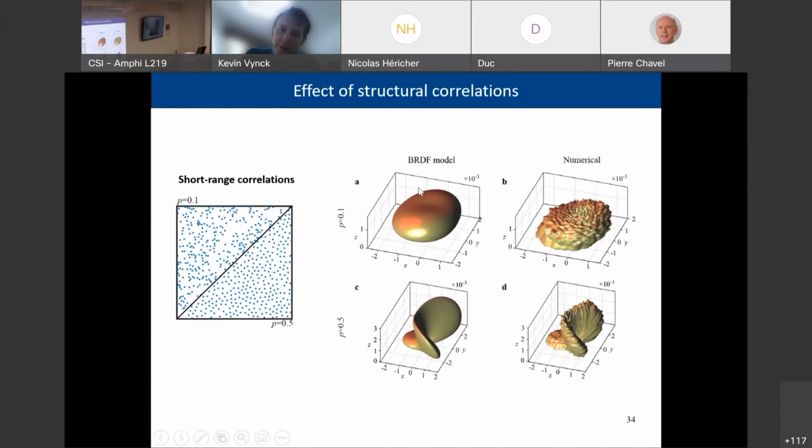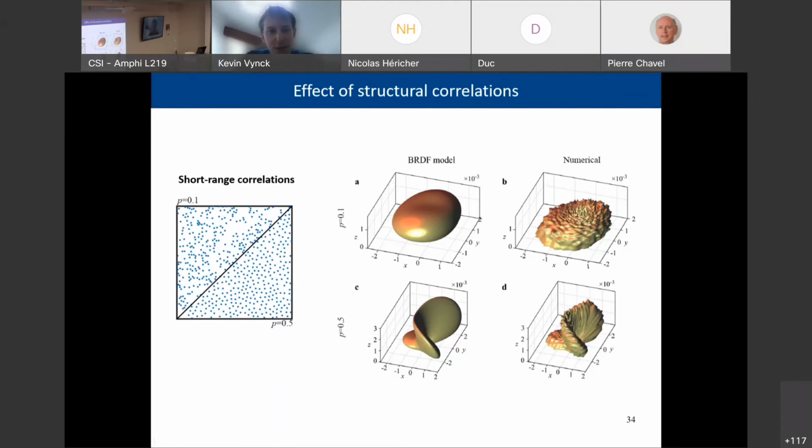So here on this graph, I'm showing the scattering diagram of the surface, that is essentially the BRDF of the surface for a given incident angle. On the left, we have the predictions from our model. On the right, the predictions from the numerical simulations. The first observation is that we have a very good quantitative agreement between the model and the numerical simulations.